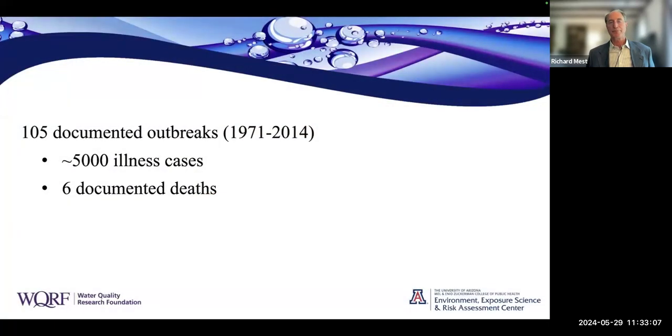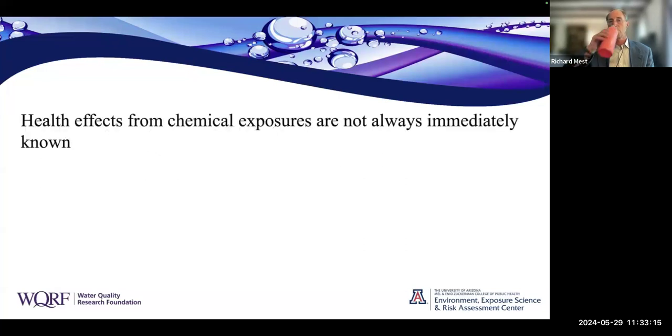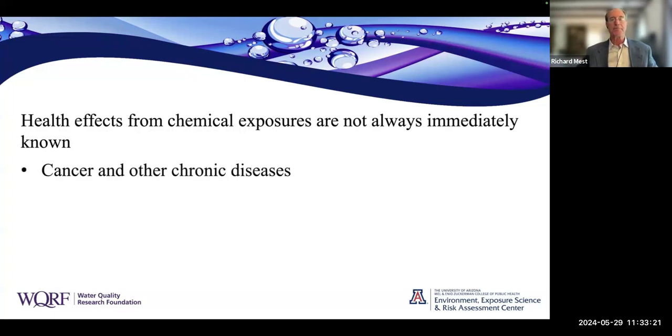From 1971 to 2014, there have been only 105 documented waterborne outbreaks from chemical contaminants, resulting in about 5,000 illness cases and 6 documented deaths. But health effects from chemical exposures are not always immediately known. Long-term illness such as cancer and other chronic diseases may manifest over time.